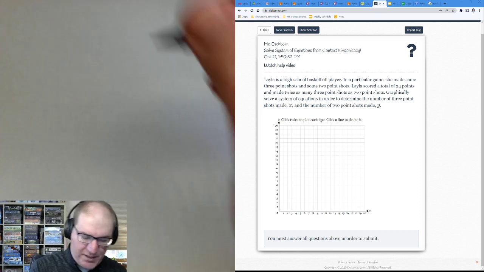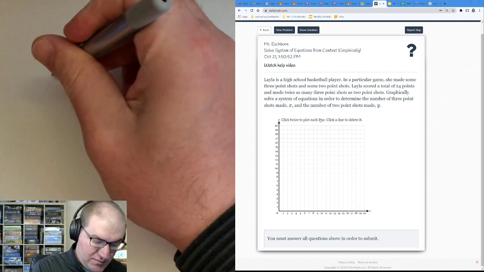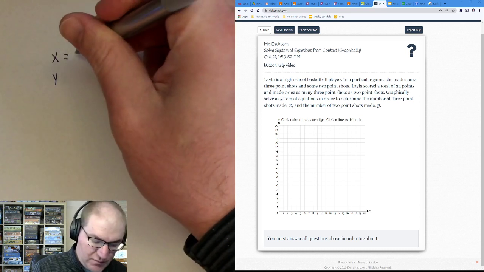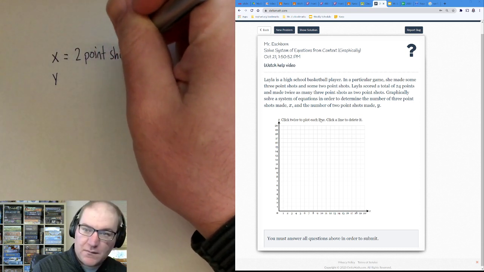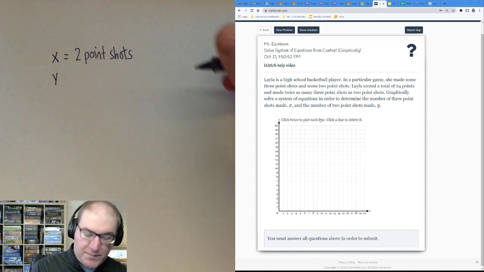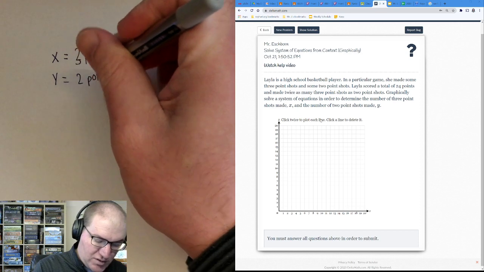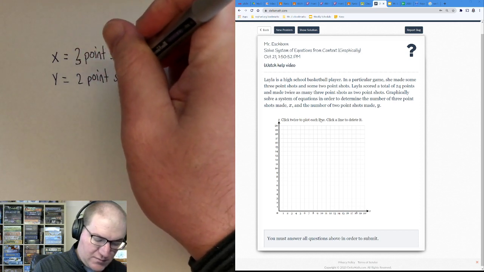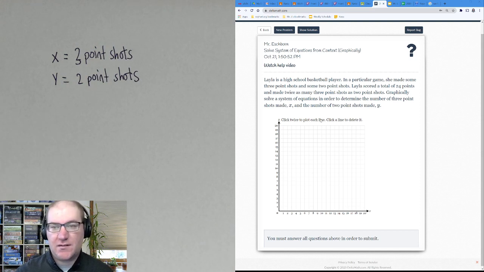All right, so let's start by writing down the variables. Oops, x is the number of 3-point shots, and y is the number of 2-point shots. All right, so this lesson is called solving systems of equations. So that means that we need to somehow write two equations from this paragraph here.